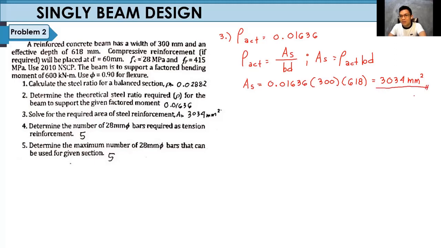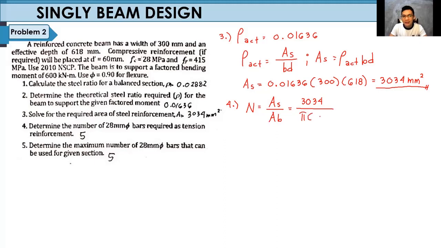Okay. And that is our final answer. Ayan. You can claim this na talaga. This is our final answer for number 3. Okay, so to continue. Dali na lang to for number 4. Hahanapin daw natin yung number of bars using 28 mm na diameter for tension na reinforcement. So meron na tayong area ng steel.